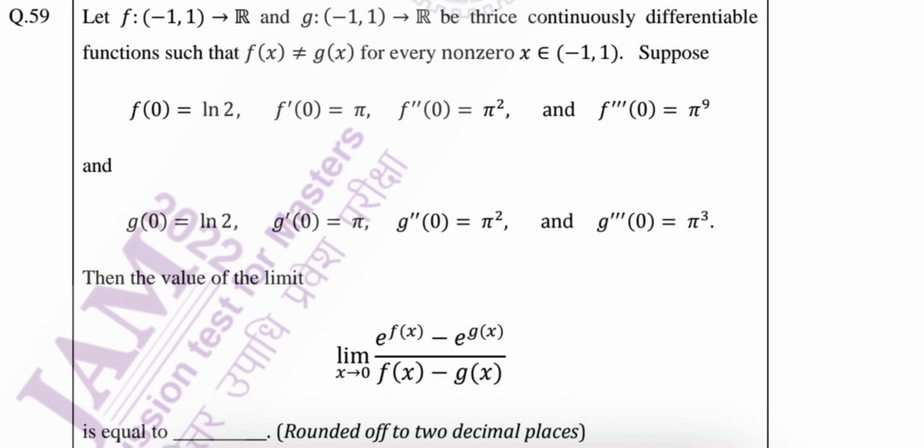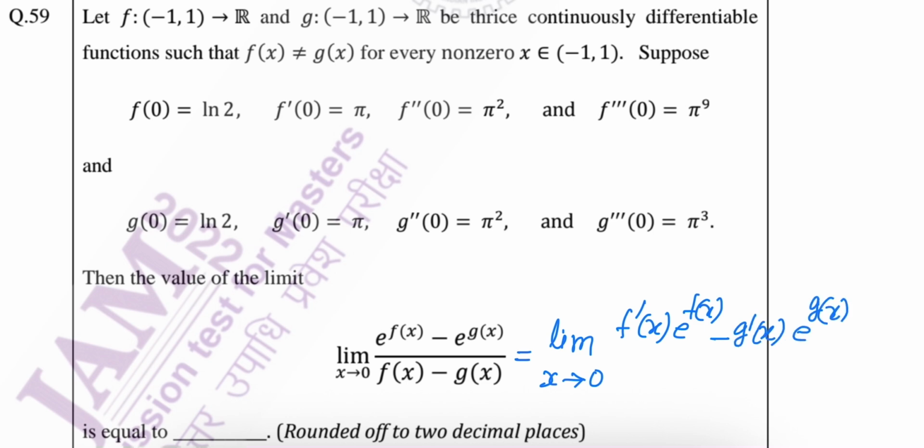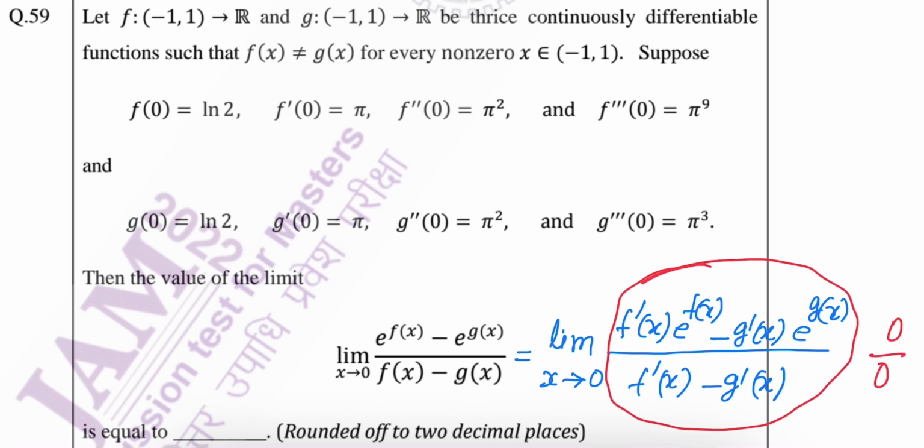Here the first step is a differentiation of the numerator and the denominator according to the L'Hospital rule, and that will be f dash x e to the power fx minus g dash x e to the power gx. The denominator will be f dash x minus g dash x, and if you check, then still it is of the form 0 by 0, because in this order of differentiation, the maximum order of differentiation is 1, and up to 1, you see the values are the same. So this is also of the form 0 by 0.